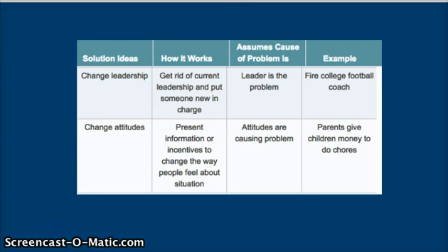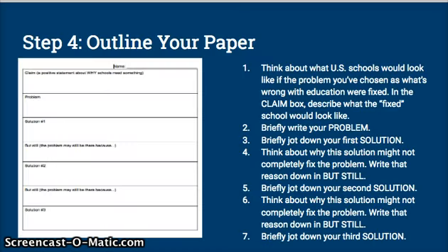Once you finish this portion of it, you've brainstormed your ideas, and now it's time to outline your paper. You've all seen this graphic organizer before. I wanted you to start by thinking about what U.S. schools would look like if the problem you've chosen as what's wrong with education were fixed. In the claim box, describe what the fixed school would look like. So again, what you want school to look like regarding your issue.